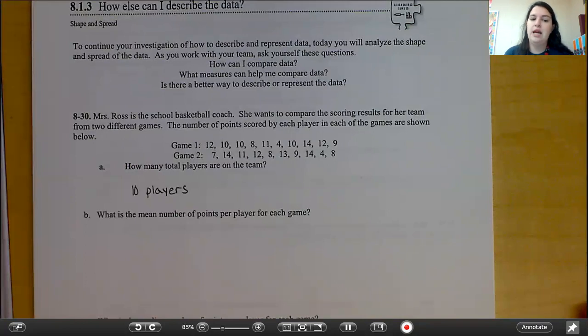So remember, mean is the average. So you want to add them all up and divide by how many players there are. So go ahead and do that, one for each game.